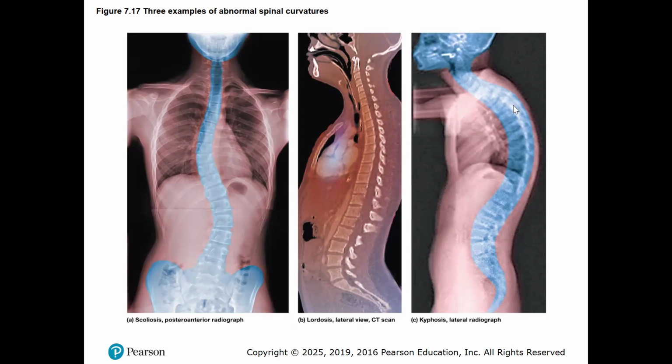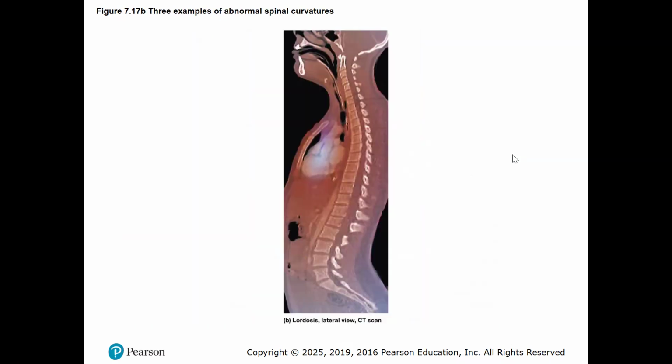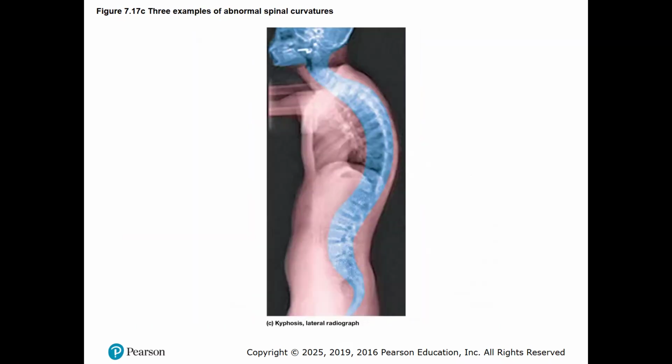Then you have what's known as kyphosis or humpback. So this is usually due to arthritis or different osteoporotic bone conditions, vertebral fractures, or other developmental abnormalities that cause this irregular curvature here of the cervical and upper thoracic vertebrae. Okay, so scoliosis, lordosis, kyphosis.